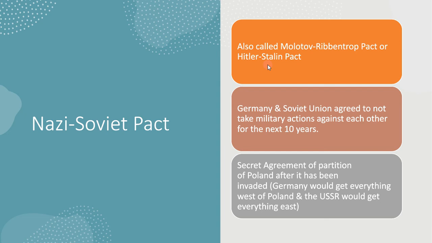There was also a secret agreement of partition of Poland, so basically to divide Poland up after it had been invaded by Germany and the Soviet Union. Germany would get everything in the west of Poland, and the USSR would get everything in the east. So basically, Poland was no more. Half of it would belong to Germany, and half of it would belong to the USSR.